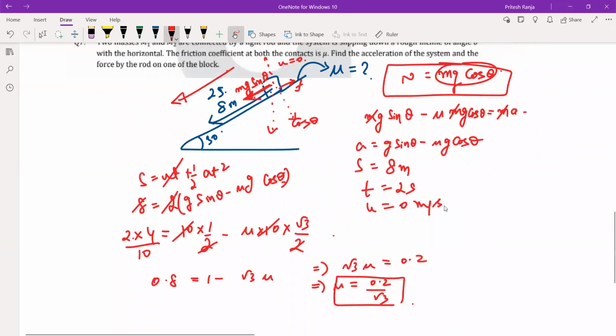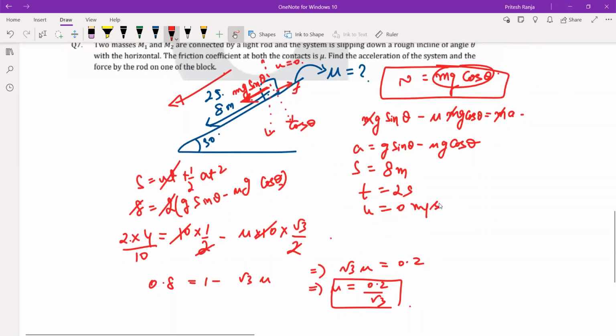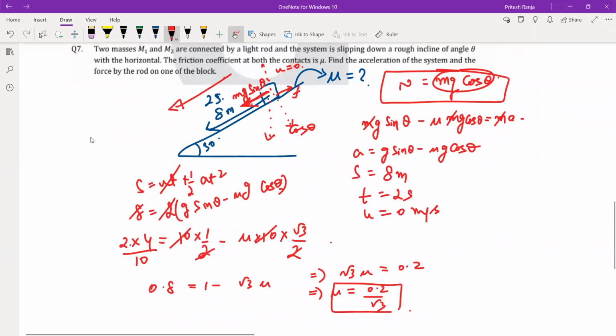So all can just look at it once. Let me know who didn't understand this sixth problem.